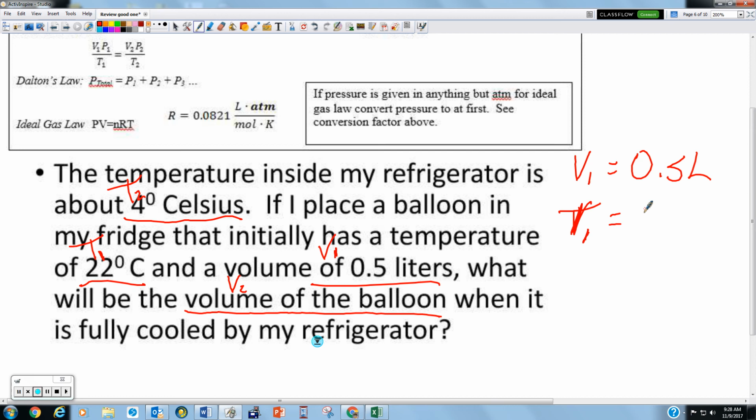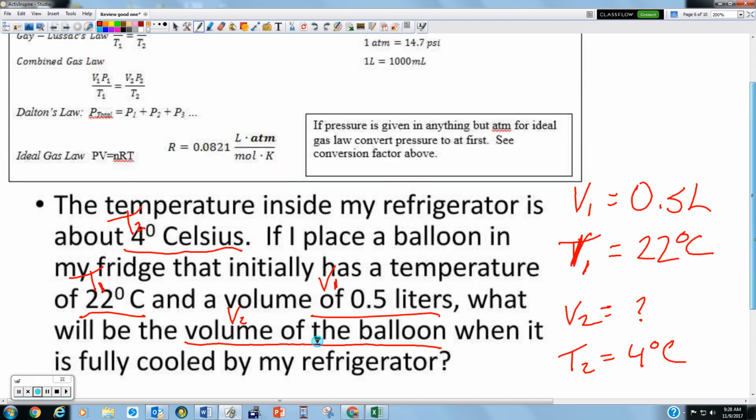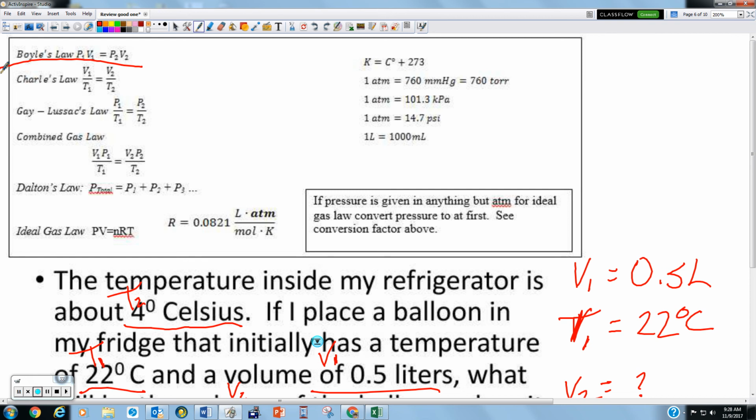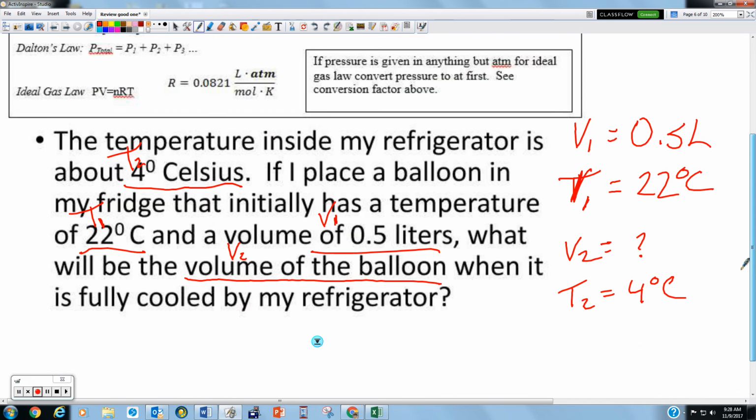So just listing, V1 is 0.5 liters, T1 is 22 degrees Celsius, V2 is our unknown, and T2 is 4 degrees Celsius. All right. So which of the gas laws relates solely to volume and temperature? Charles's law. So we're going to use this equation to set it up.